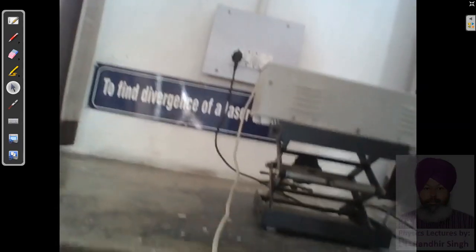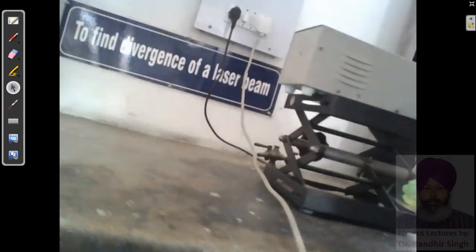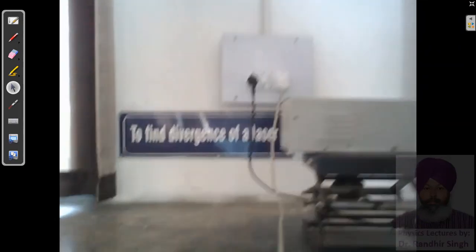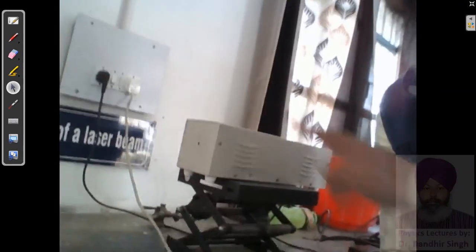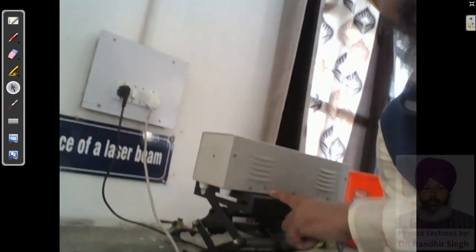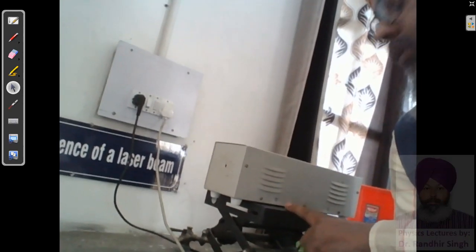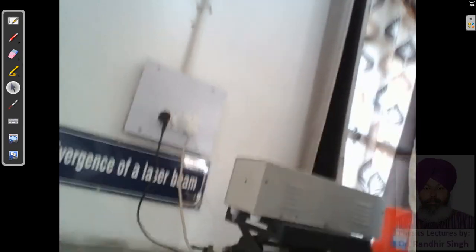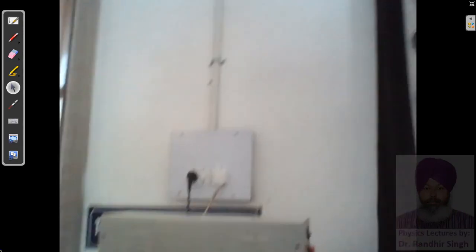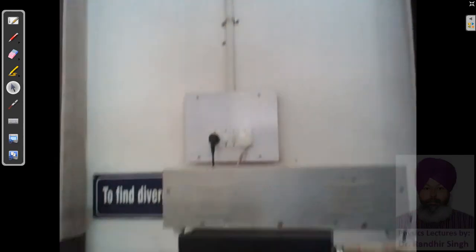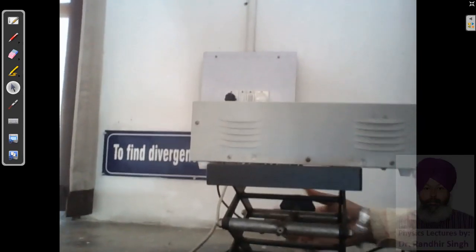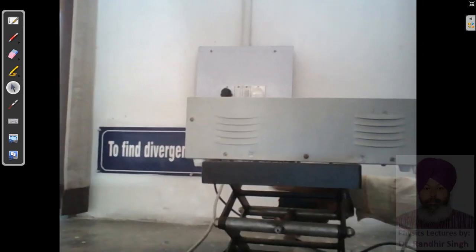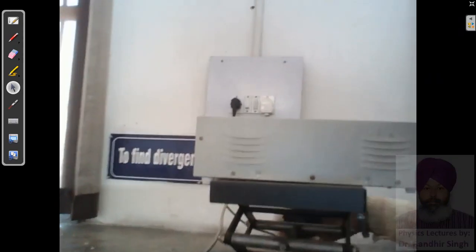Then you can see this is a stand, and over the stand we have placed this white box. It is a helium neon laser. This black colored one is the stand. I can move it up or down. You can see it is moving up. If I rotate it like this, it can move down.